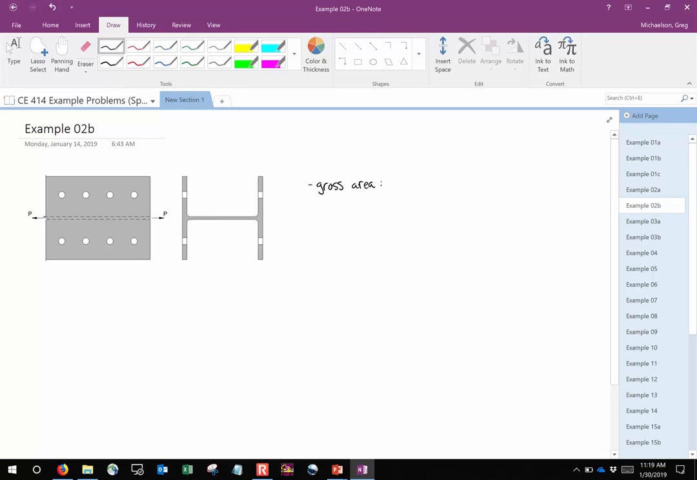So now we have a rolled shape. We have a W10 by 49. The process is going to be the same. In order to determine the net area, we need to determine the gross area. What is the gross area of a W10 by 49? Look it up. And for those of you that are just sitting there because you know Dr. Mike said to bring the manual, and you didn't, I'm going to go.